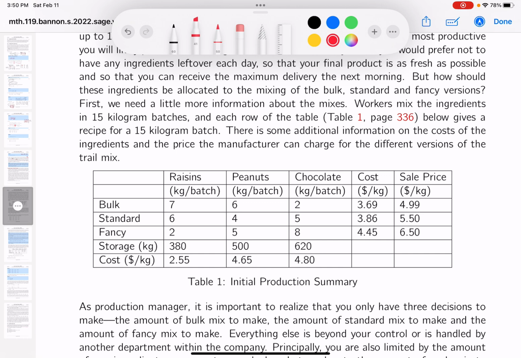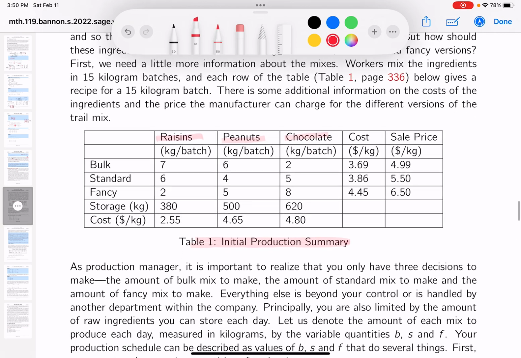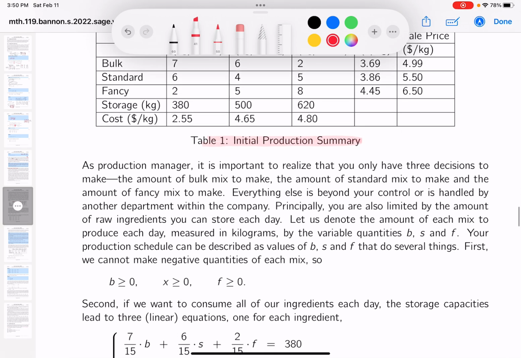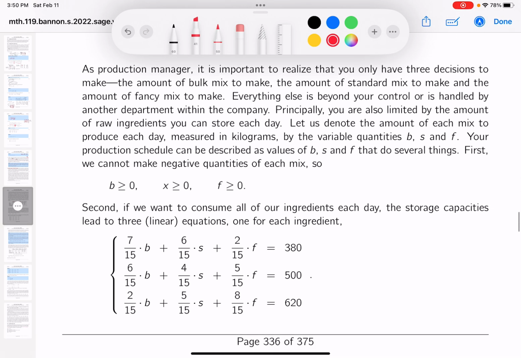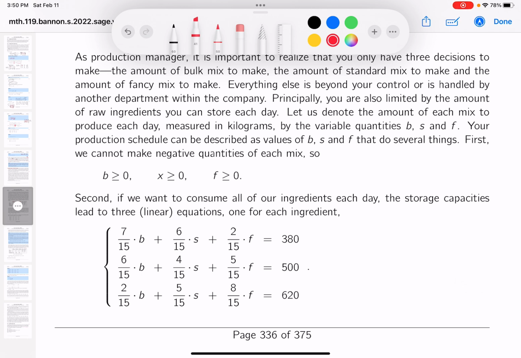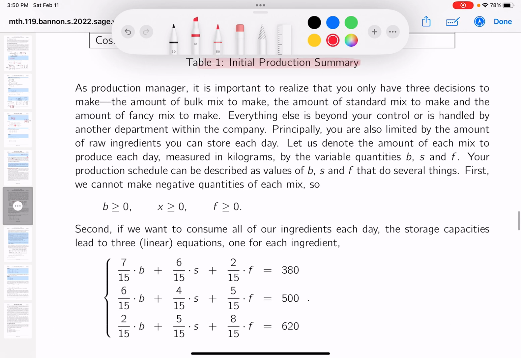It appears that they have ingredients like raisins, peanuts, chocolate. They have costs, and certainly the cost would be very interesting. You'd have to be able to read through this stuff. This is the initial production summary of what they have. And then the question is, what are they going to be making? You have to start to read that and understand it, and that takes some effort.